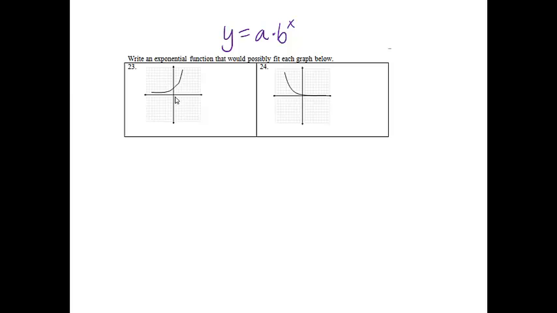So the first one I notice starting at 1, 2, 3. So this is starting at 0, 3. So we're going to have y equals 3 times, I need it to grow. And if I need it to grow, my growth rate needs to be bigger than 1. So I'm just going to put 2, and it's raised to the x power.